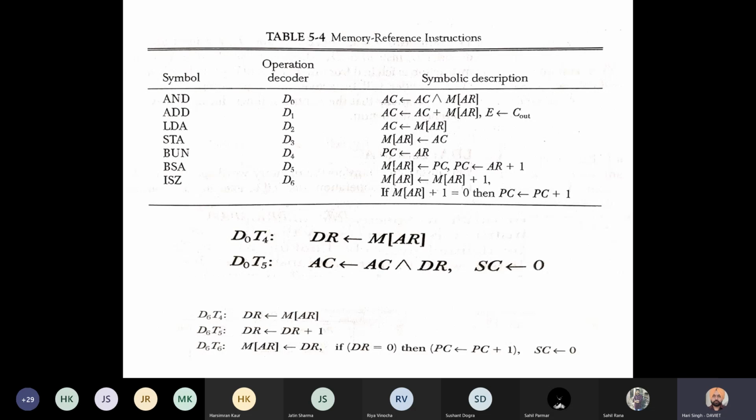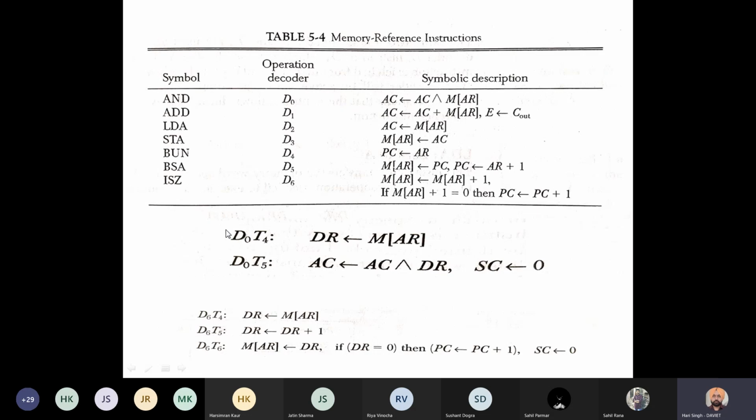First is related to the AND operation. This D0 T4 is related to the AND operation if the byte is available in memory. The AND operation will be performed between the accumulator and the data register. So if the second byte is available in memory, first of all it should be fetched from memory and placed in the data register. After this, the logical AND operation will be performed between the accumulator and the data register.